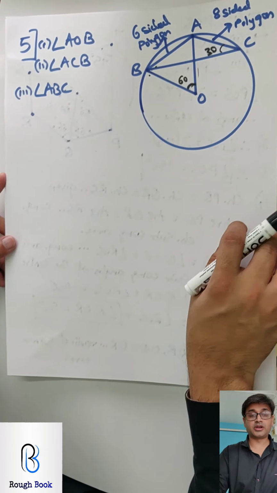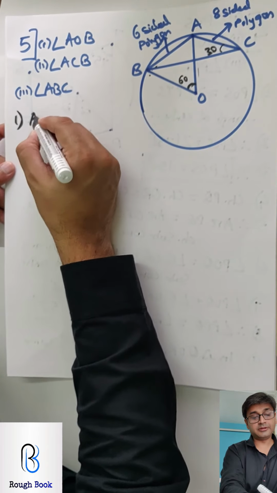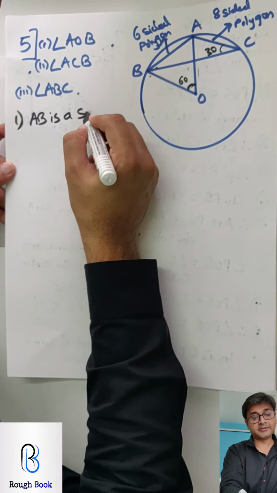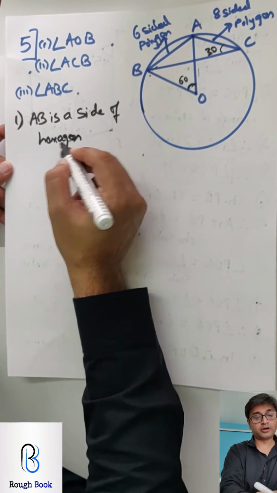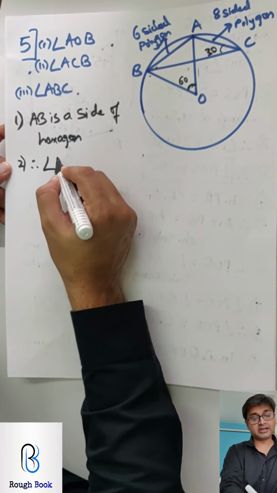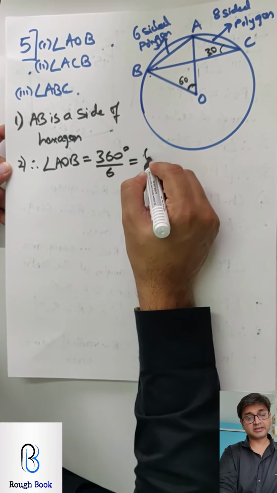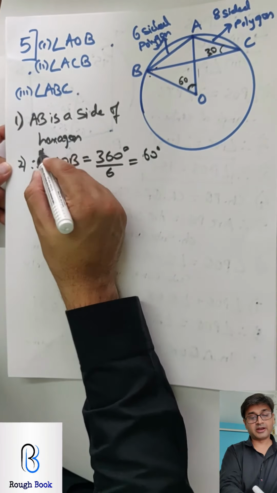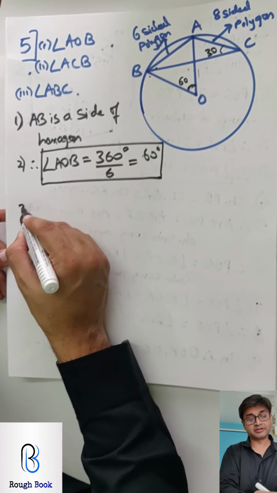Then we look at the last one, ABC. So step 1. Say that AB is a side of a hexagon or 6-sided polygon, whatever. Therefore angle AOB is 360 divided by 6, 60 degrees. So we managed to get the first one straight away. No more reasons required because you already wrote this.